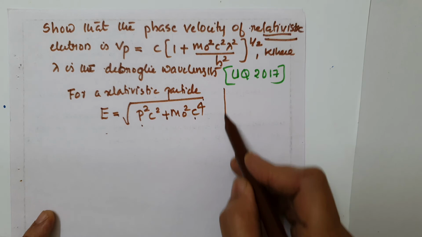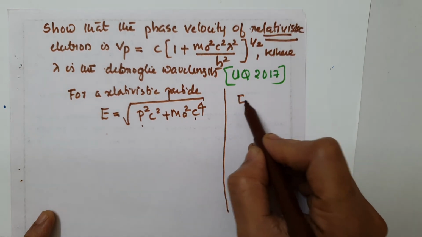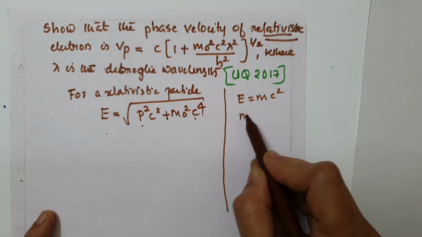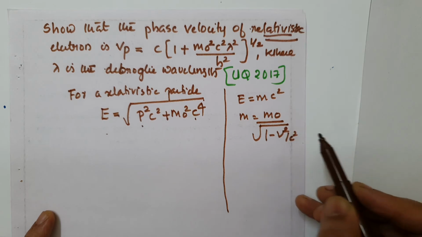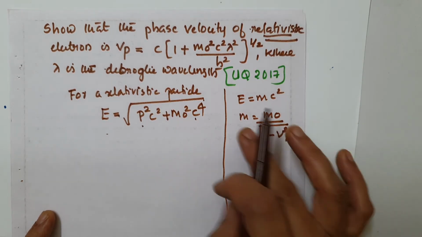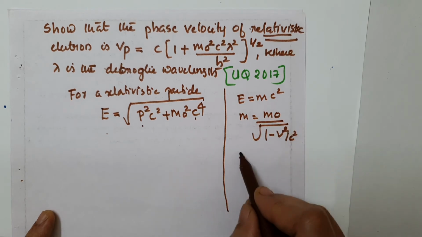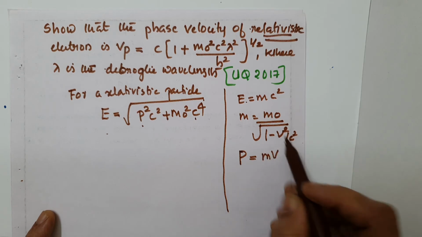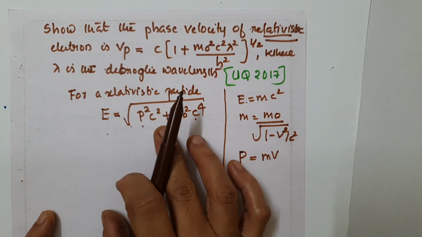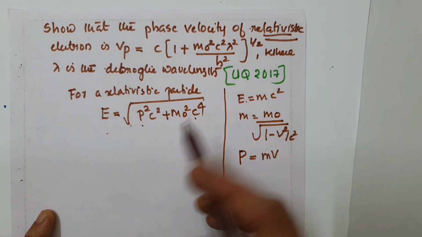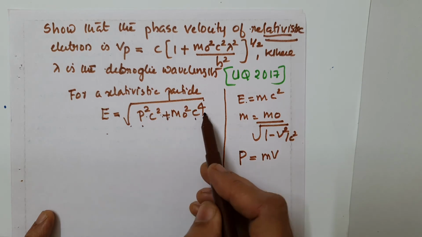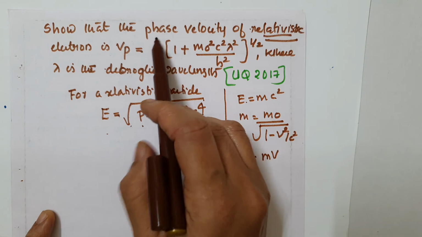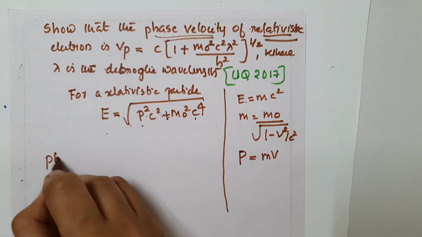We are familiar with this equation in relativity. We have the equation E equal to mc², where m is equal to m0 by root of 1 minus v² by c². We just modify this equation by cross multiplying and substituting E equal to mc² and momentum equal to mv. Finally we get the energy momentum relation in relativity. So the energy is equal to root of p² c² plus m0² c⁴.